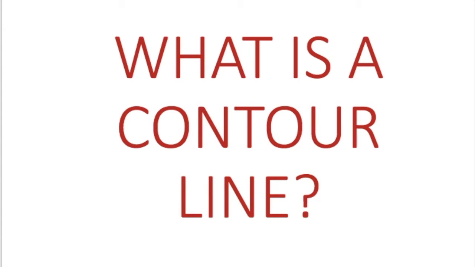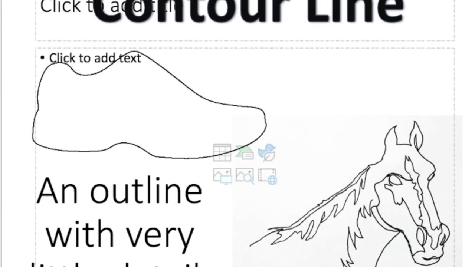The next thing we're going to be discussing is what is a contour line. So you'll be writing the definition in your notebook. A contour line is an outline with very little detail. An outline with very little detail.